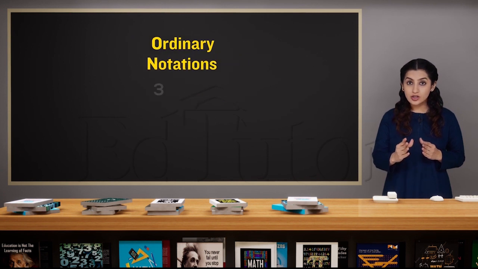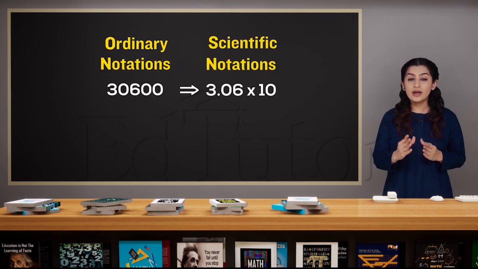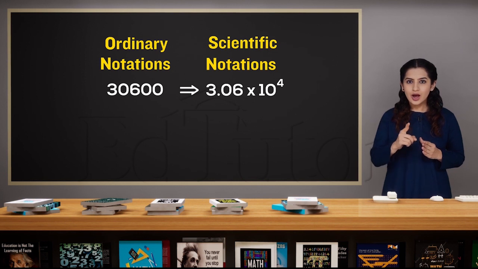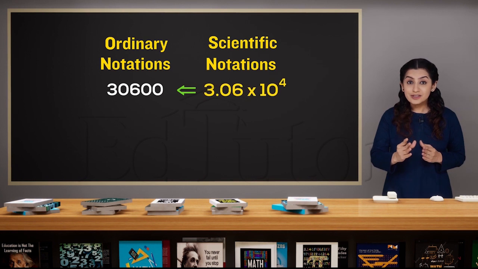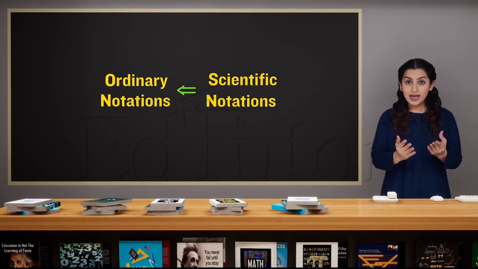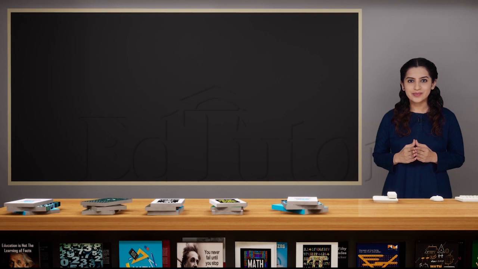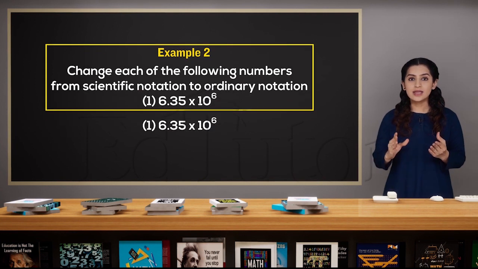Like 30600 can also be written as 3.06 into 10 raised to the power 4. But what if I ask you to go in reverse and convert a scientific notation back to its complicated ordinary form? Could you do it? Of course you can. So, today we're going to learn how to reverse scientific notations back to their ordinary forms. Let's see how with some examples.